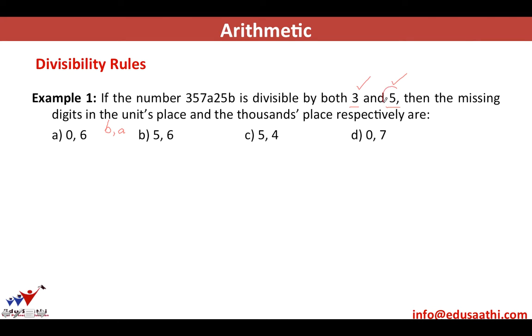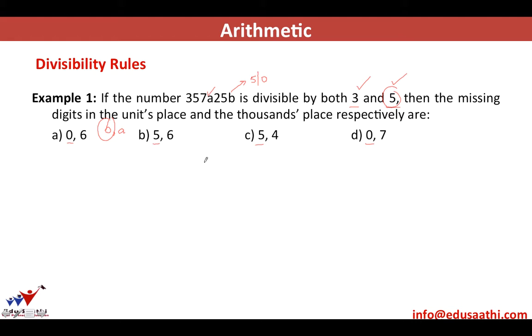Now what is the divisibility rule for 5? The last digit should either be 5 or 0. So the value of B would either be 5 or 0. Now if I look at all the options that I have, there are two options, one with 0, another with 5. So basis only upon B, I cannot answer the question. So I'll have to look at A as well.